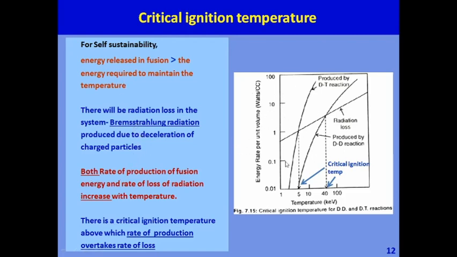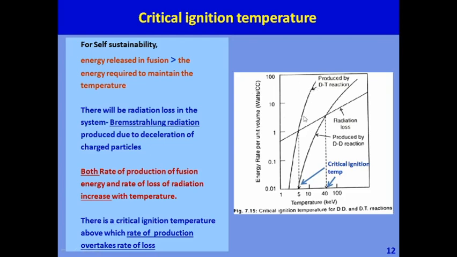So in the graph here, I have just plotted the loss. This straight line is the loss. Both the rate of production of fusion energy and the rate of loss of radiation increase with temperature. If you plot a graph with the temperature on the x-axis and the energy on the y-axis, this straight line is the radiation loss, which increases with the temperature. The other two curves are one for the DT reaction and another for the DD reaction, and it is actually the energy production rate.